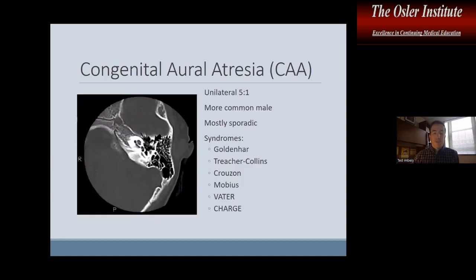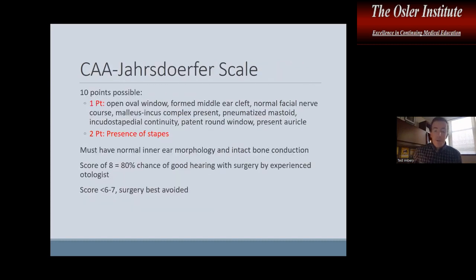So congenital aural atresia, this is typically unilateral, 5 to 1. It's more common in males and mostly sporadic, but can be associated with certain syndromes, in particular Goldenhar or hemifacial microsomia, Treacher Collins, Crouzon, Moebius, and CHARGE. So this will oftentimes come up, and it is a grading scale, the Jahrsdoerfer scale. That's really how we determine if a patient is a candidate for atresioplasty, surgery to reconstruct an ear canal and eardrum.